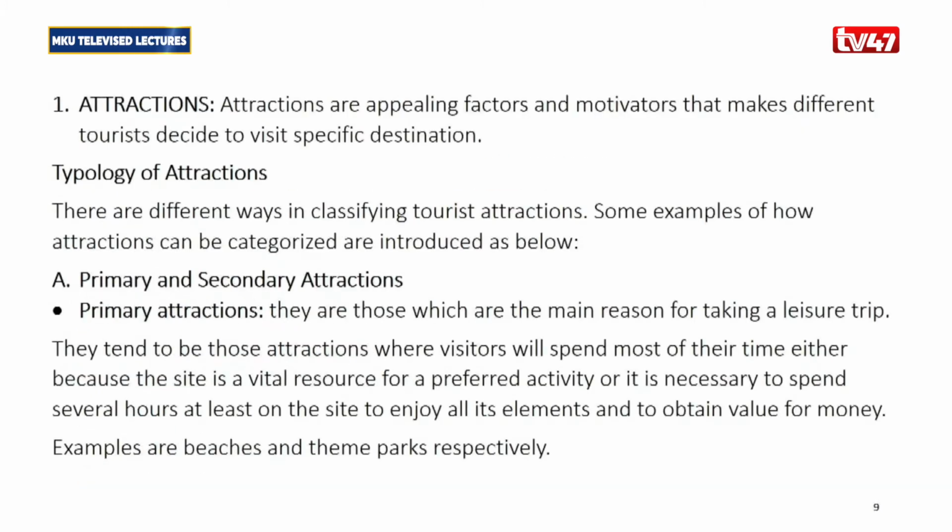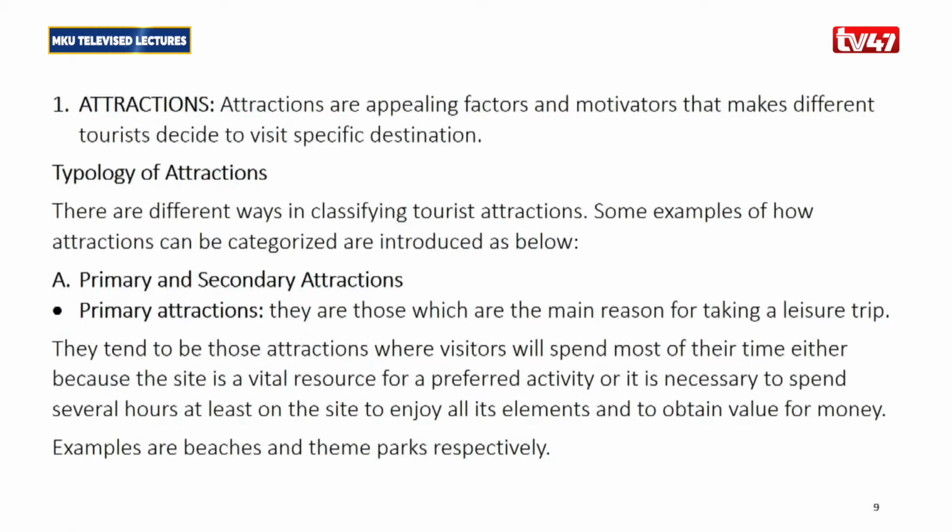Let's look at the first component, attraction. What is an attraction? Something that appeals, or something that makes a person want to see it more. I can talk about the appealing concept of an item becoming an attraction. So attractions are normally appealing factors, and these are the ones that motivate a person to make a choice to want to visit a given destination.